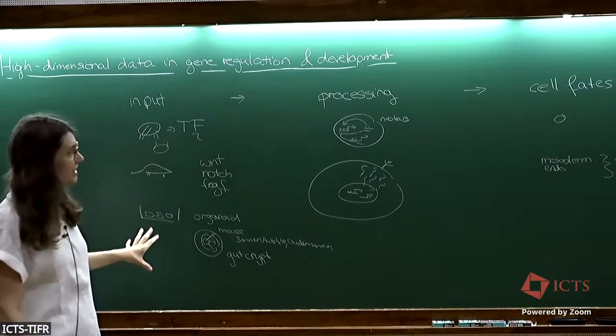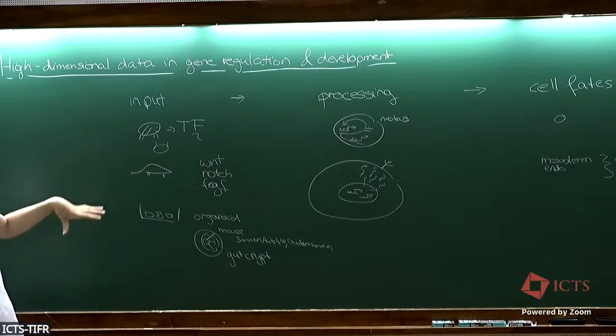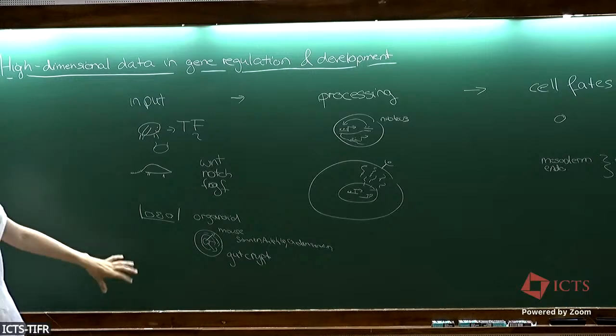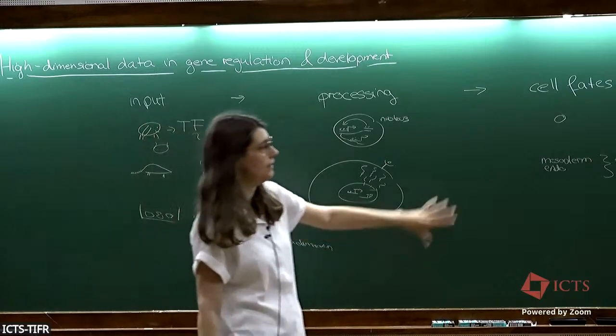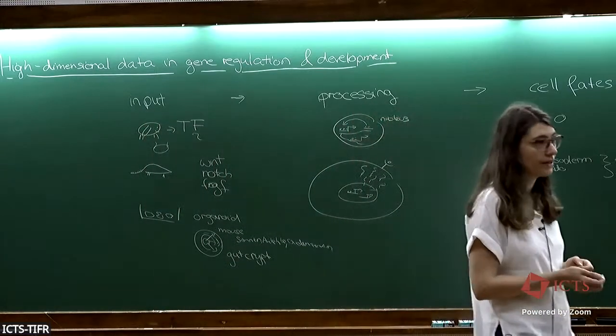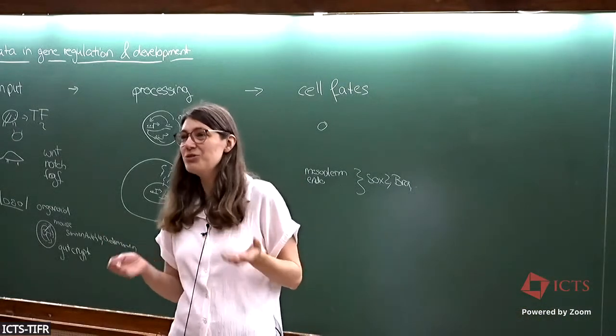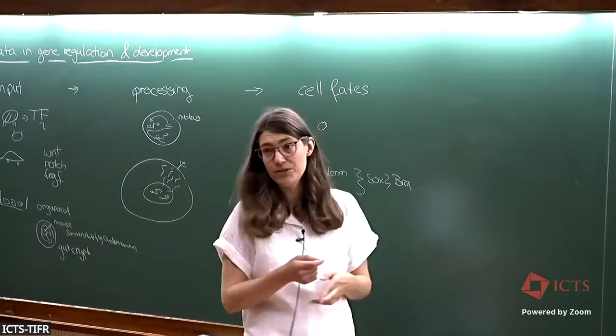Okay, anyway, so I just wanted to say, in gene regulation and development, there's this idea that there are lots of different inputs, there's complicated processing, and then on the output, essentially cell fates. And so now I wanted to talk a little bit about two types of the many approaches that people have used to understand this.